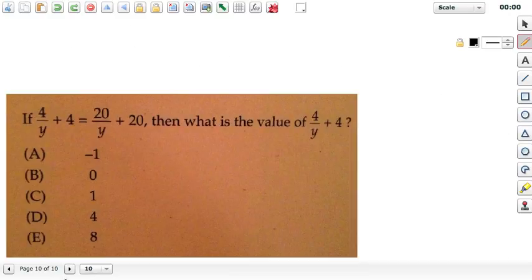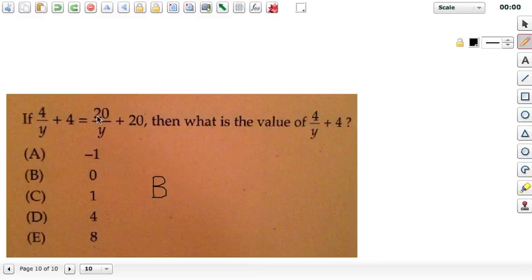All right, this is the last question. Again, pause the video and try it on your own, and we'll go over it in a minute. Okay, I'll give you the answer for this one first. The answer is B. And this is simple algebra. The question is, if 4 over y plus 4 is equal to 20 over y plus 20, then what is the value of 4 over y plus 4?